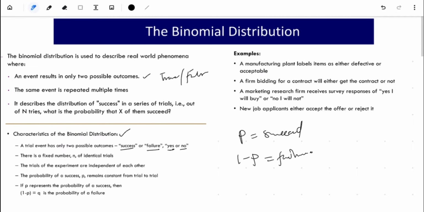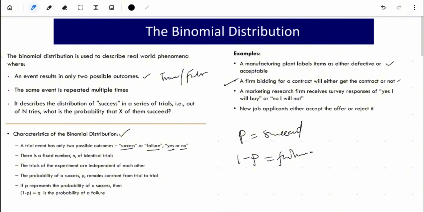Example, a manufacturing plant labels items as either defective or acceptable. So when you see certain things like this, we are dealing with binomial distribution. It's either this or that, right? So the outcomes are two. And the second one says a firm bidding for a contract will either get the contract or not. So when you see certain things like this, you have to know the outcome is two.